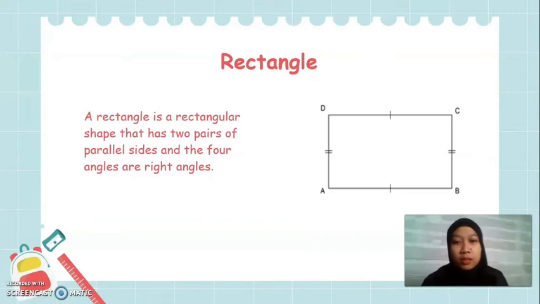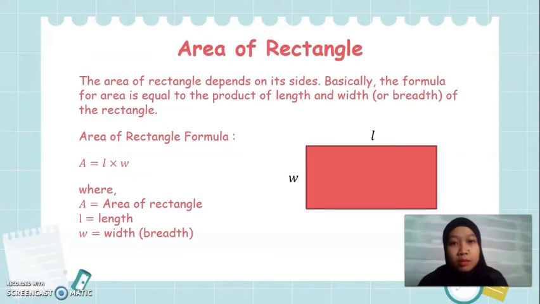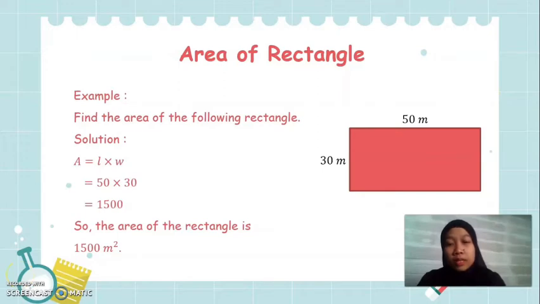The next is rectangle. A rectangle is a rectangular shape that has two pairs of parallel sides and the four angles are right angles. Area of rectangle. The area of a rectangle depends on its sides. Basically, the formula for area is equal to the product of length and width of the rectangle. Area of rectangle formula is A equals L times W, where A equals area of rectangle, L equals length, W equals width.